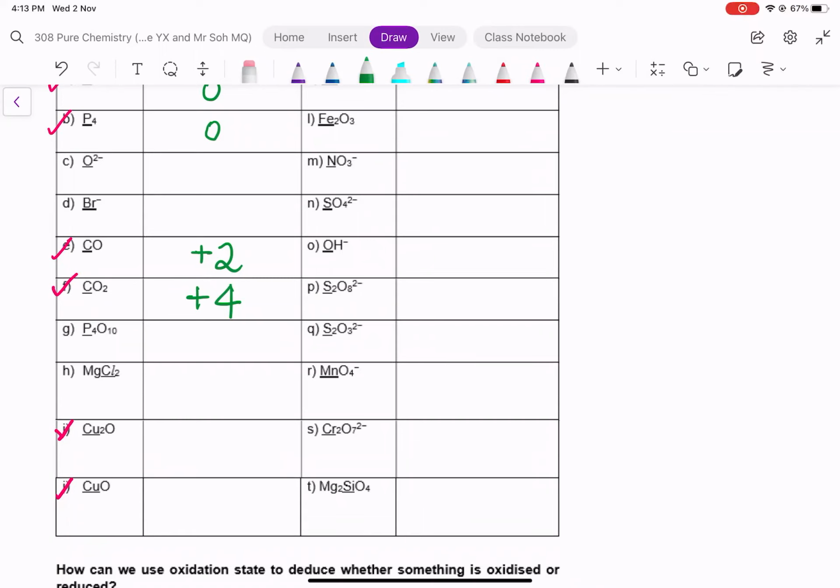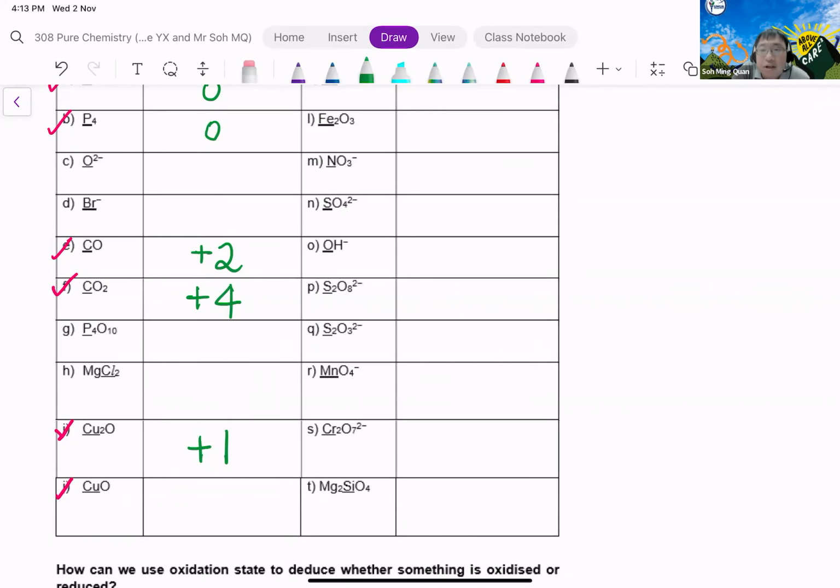The oxidation state of copper is +1. Why +1? Because oxygen is -2, but you have 2 coppers, so each copper is +1. Then 2 coppers give +2, which balances out the -2.